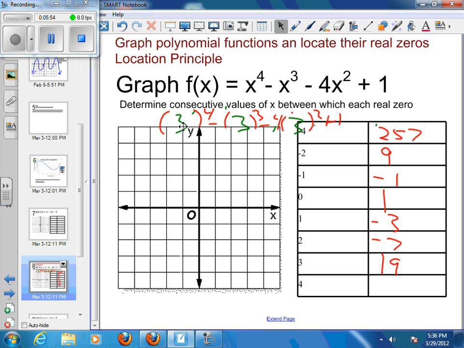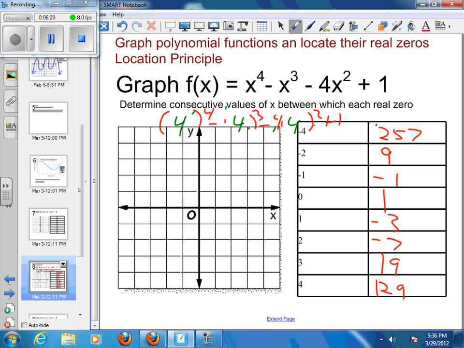And then the last one I'm going to try is a 4. Hopefully that's some really big number, and I know that I've completed. So I'm going to put in 4 to the 4th minus 4 to the 3rd minus 4 times 4 squared plus 1. And I should get a very huge number, 129.